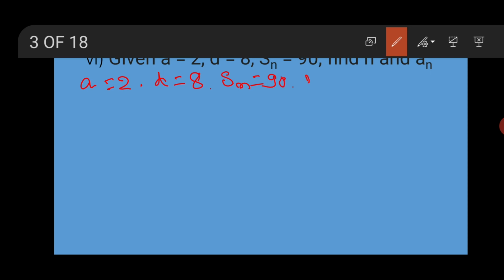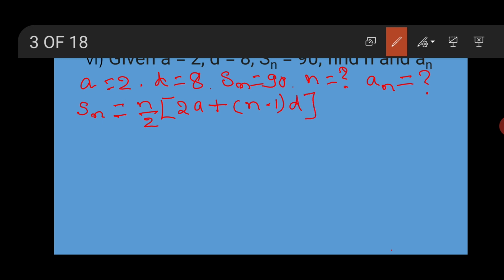So, what we have to do? Calculate the value of how many terms are there. n is equal to what? And an is equal to what? So, which formula will help us to solve this problem? Since Sn is given, we can apply this formula: Sn is equal to n by 2 into 2a plus n minus 1 into d. Now, what is the value of Sn? It is 90.